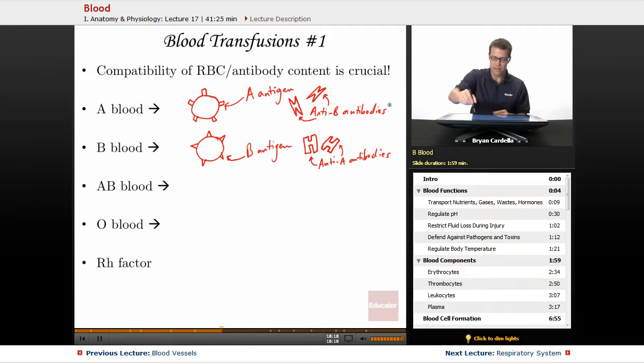So the problem with somebody who has A blood being given B blood from that other person is that in the person with A blood, they've got this floating around. They've got these and these. When you put this blood into their body, great. Now you've added red blood cells. That's what they were missing. That's what they need to stay alive.